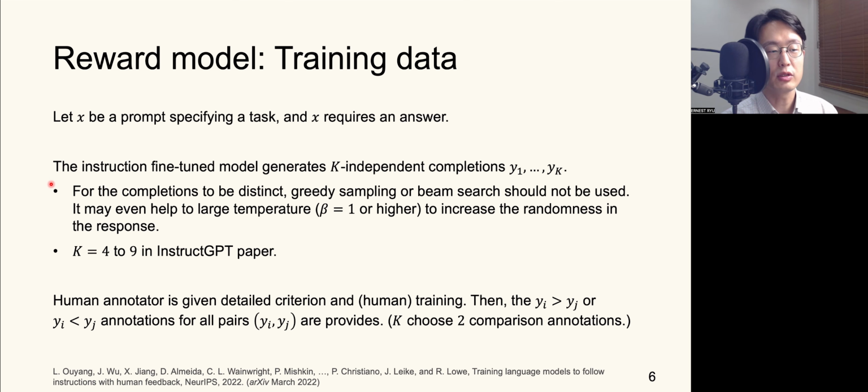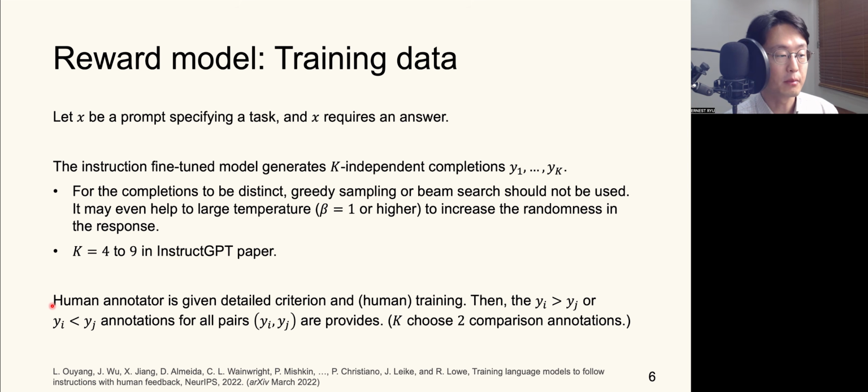Now, for these completions to be distinct, we must not use greedy sampling or beam search. Rather, we should use some sampling method that has some randomness, and it is helpful to use a larger temperature. So beta equals 1 is considered a larger temperature. That would help to increase the randomness and thereby provide more diversity in the responses. In the InstructGPT paper, the authors use something like k equals 4 to 9 for the number of independent generations to make.